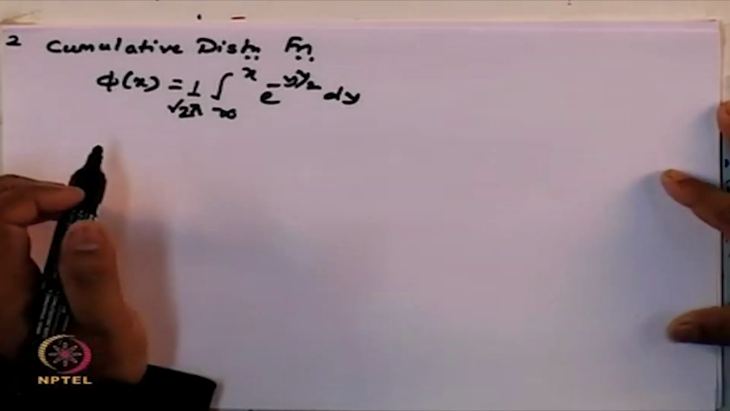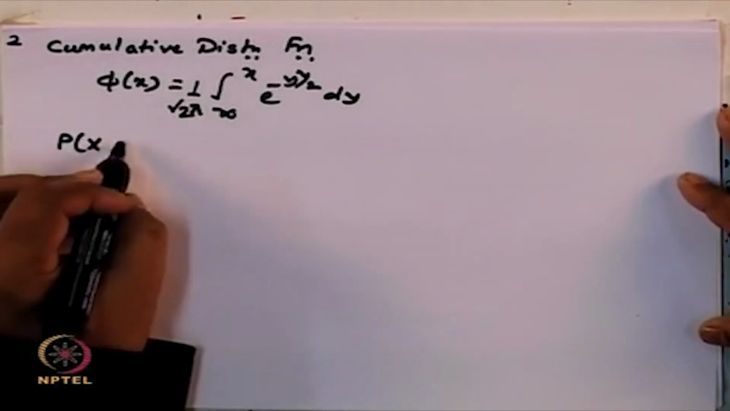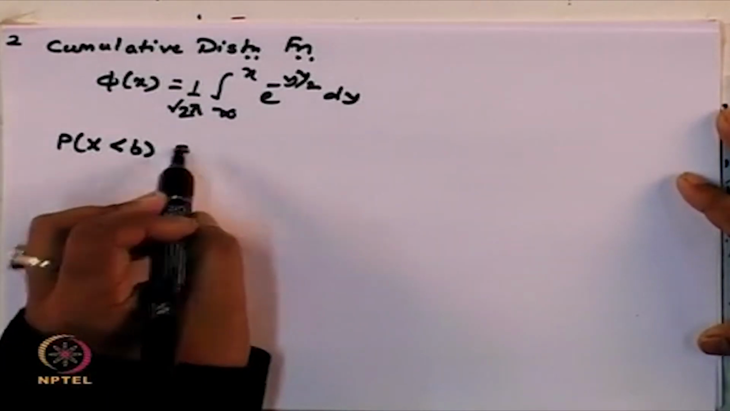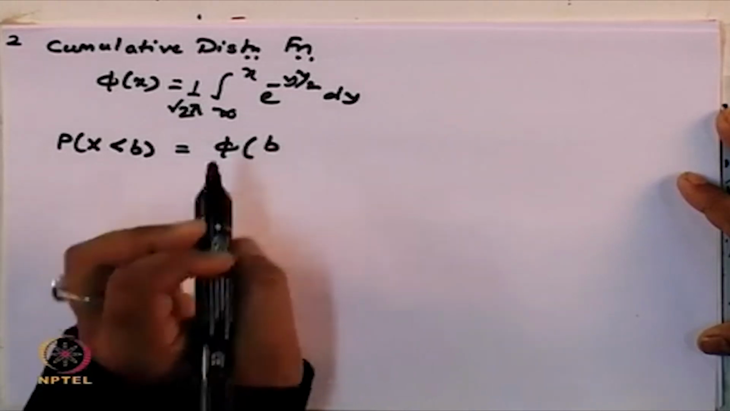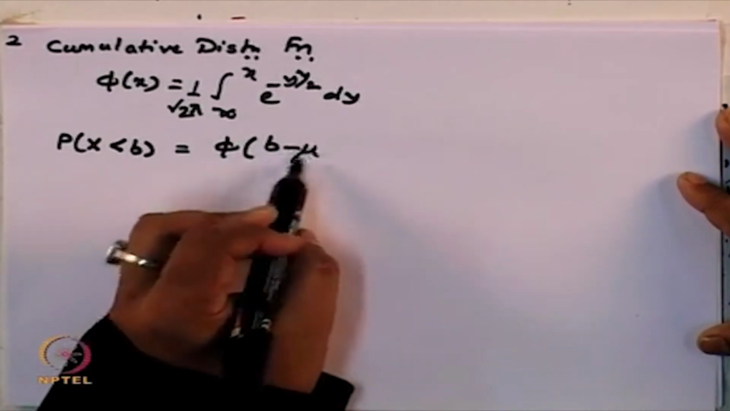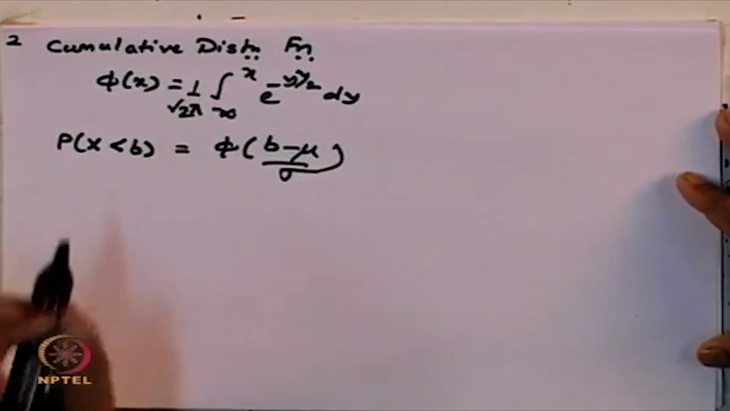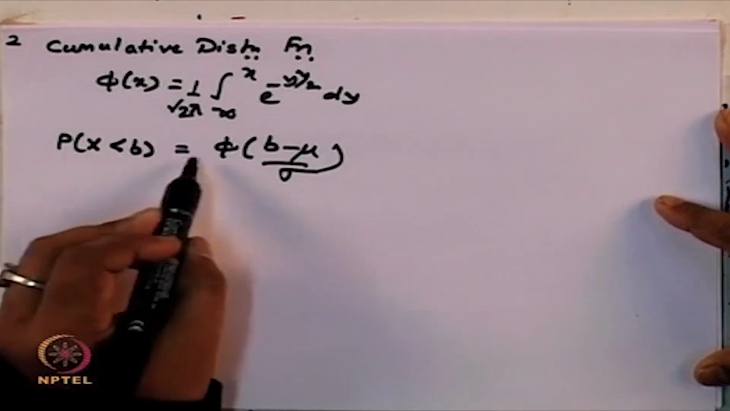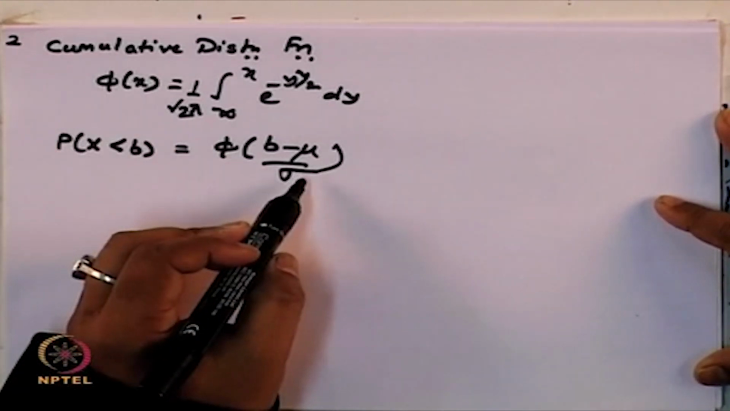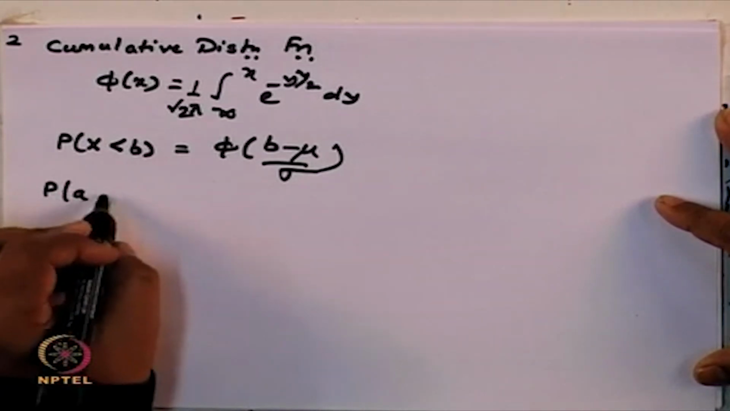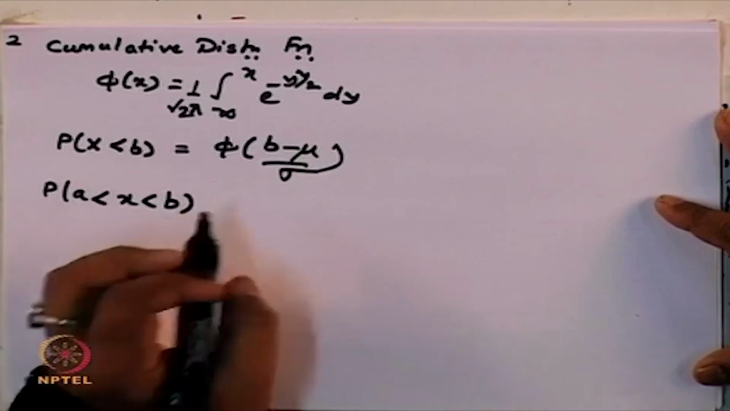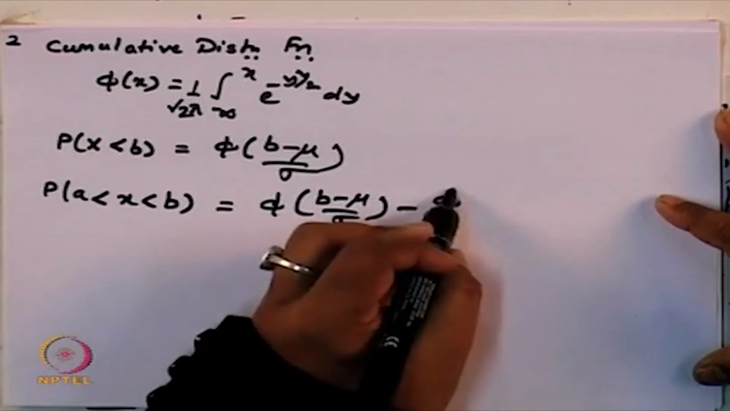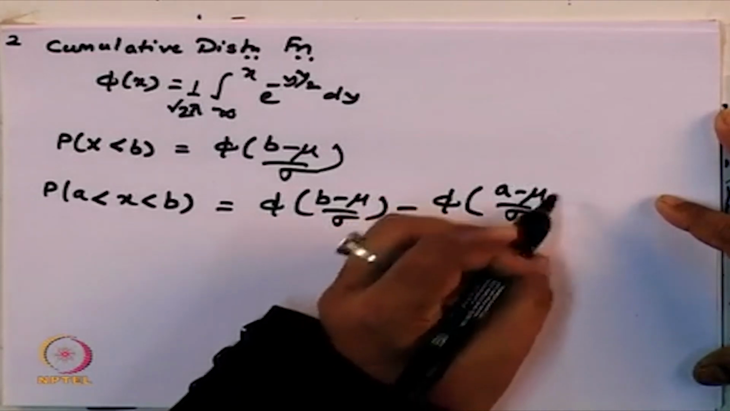If you have any x, then probability of x less than b can be converted to a standard normal variable and is equal to phi of (b minus mu) by sigma. So, if x has mean of mu and variance of sigma square, then P of x less than b is nothing but phi of (b minus mu) by sigma. Similarly, probability of a less than x less than b will give you phi of (b minus mu) by sigma minus phi of (a minus mu) by sigma.